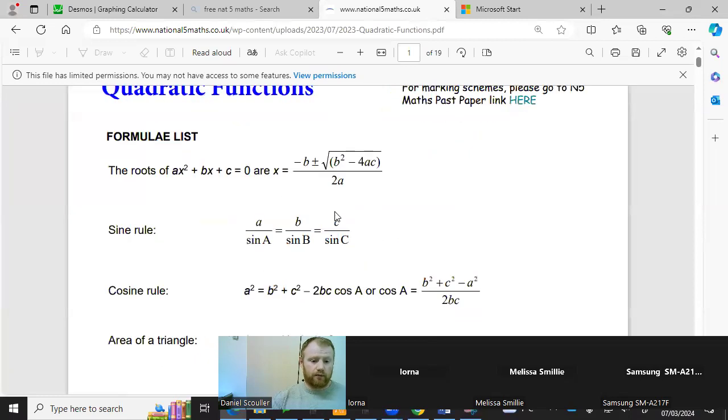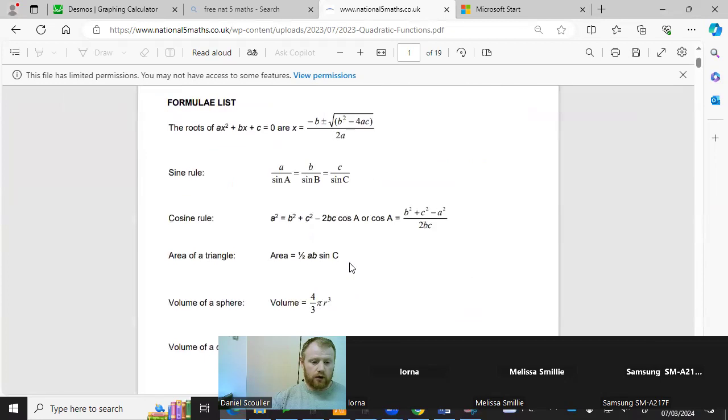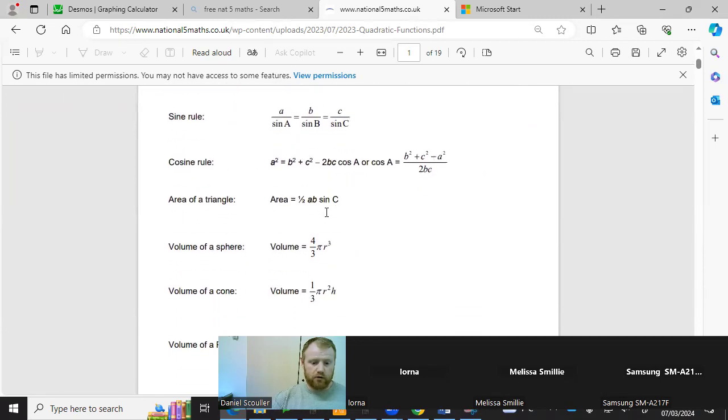That's the formula sheet. That's the formula list that you get in the exam. It's the first one you get. The roots of ax squared plus bx plus c are given by this. Sine rule, cos rule.